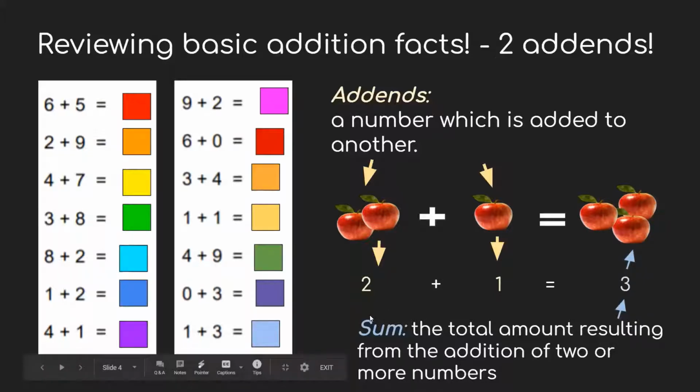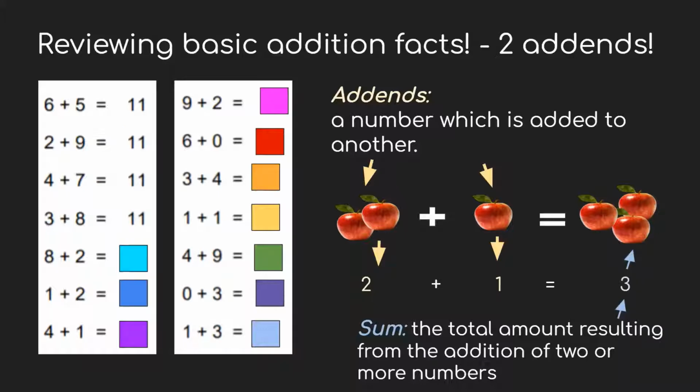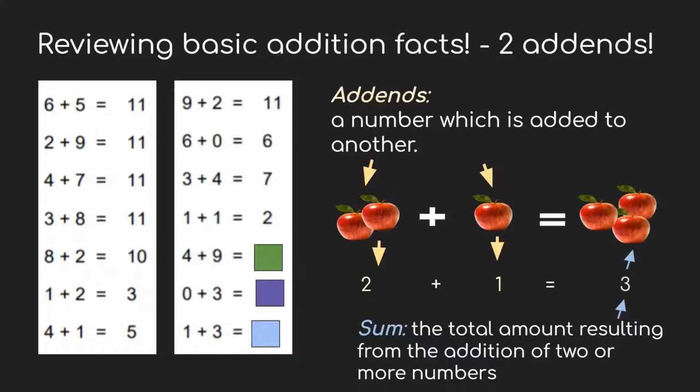Let's work through these practice problems now if you finish them. 6 plus 5 is 11, 2 plus 9, also 11, 4 plus 7, 11, 3 plus 8, 11, 8 plus 2 is 10, 1 plus 2 is 3, 4 plus 1 is 5, 9 plus 2 is 11, 6 plus 0 is 6, 3 plus 4 is 7, 1 plus 1 is 2, 4 plus 9 is 13, 0 plus 3 is 3, and 1 plus 3 is 4.